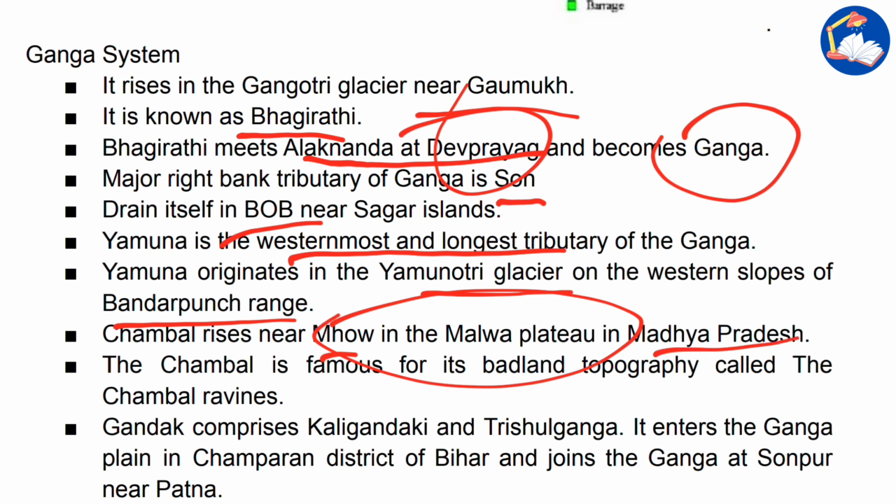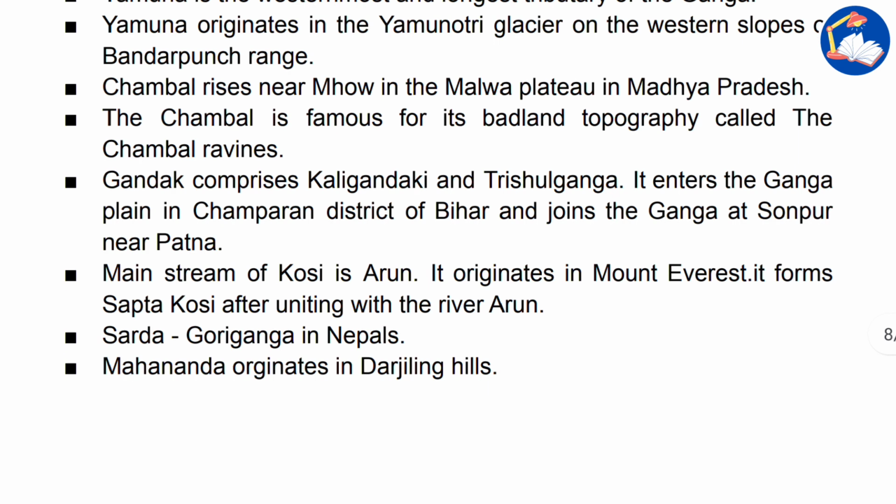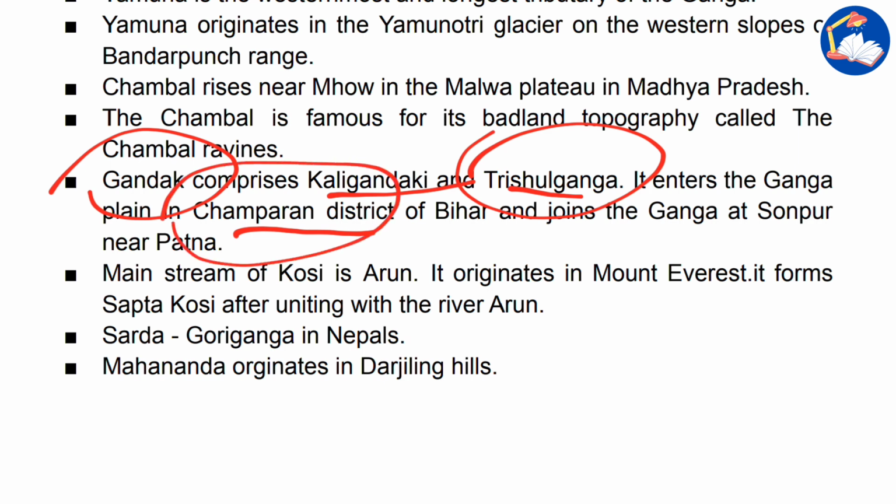The Chambal is famous for its badland topography called the Chambal ravines. Now again going down, the Gandak comprises Kaligandaki and Trishul Ganga. It enters the Ganga plain in Champaran district. Another incident famous for Champaran is that Gandhi's first public movement was for the Champaran indigo workers, in Bihar. It joins Ganga at Sonpur near Patna.